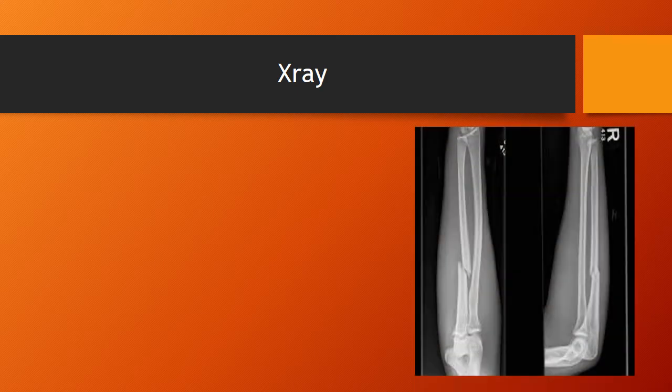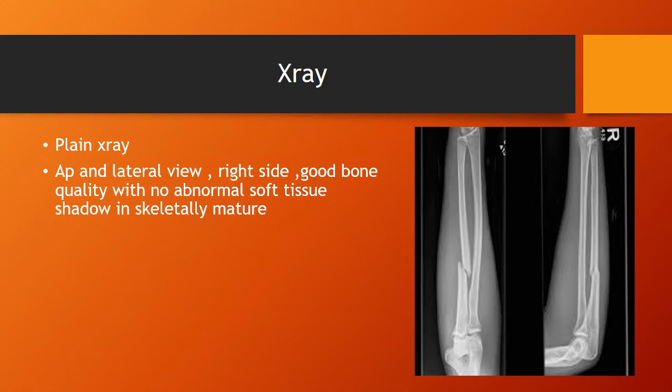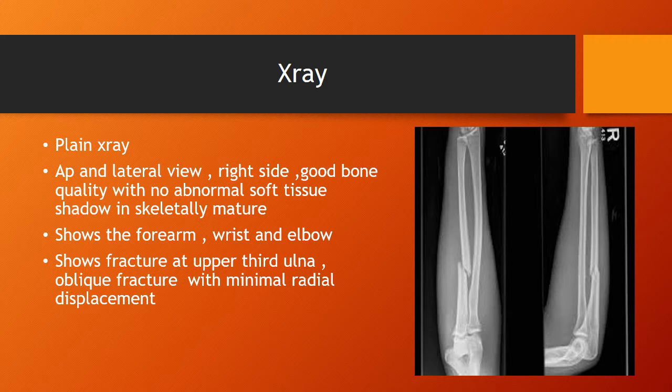Here is some training. This is a plain X-ray with the anteroposterior view and lateral view, the right side of a skeletally mature patient with no abnormal soft tissue shadow. It shows the forearm, the wrist, and the elbow, and you can see the fracture, which is in the upper third of the radius. It's an isolated fracture of the upper third of the radius. There's minimal displacement, and the displacement is radial, because we describe the displacement according to the distal fragment.